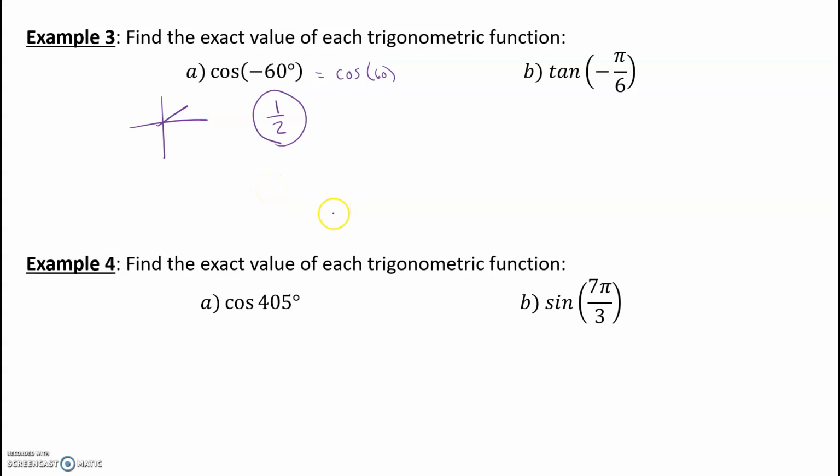Again, you could have still done it the way we did it yesterday and said -60 is down here, my reference angle is 60, cosine's positive. Still gets you the same thing.